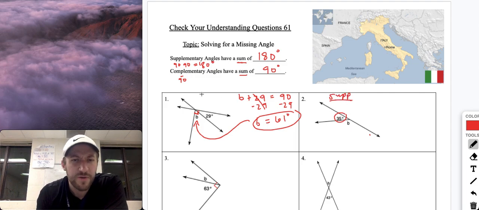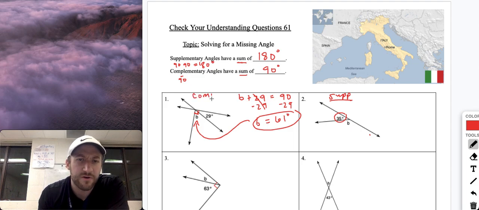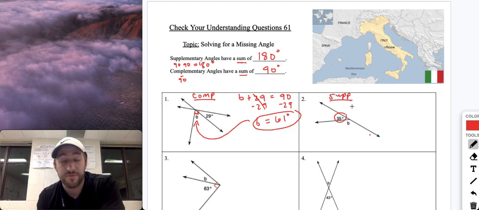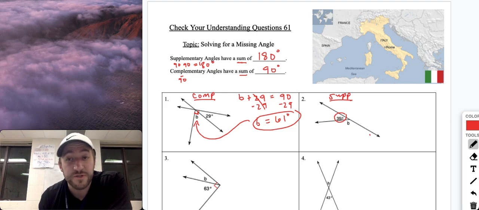us 180. Let me go back over here and label this as complementary, okay? The right angle knows it's complementary. This straight line reminds us that it's supplementary. So these are supposed to add together to give us 180 degrees. So 35 plus B should add up to give us 180 degrees. So we're going to set it equal to 180.